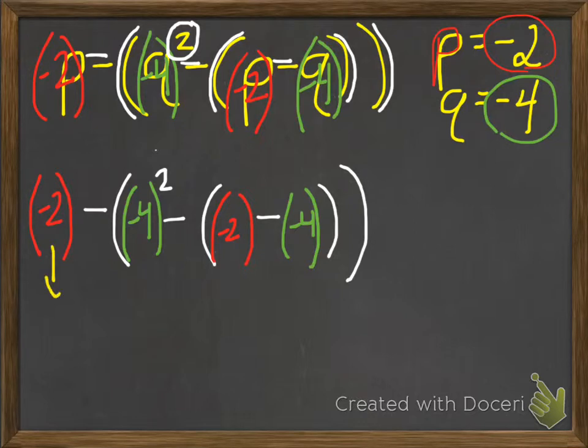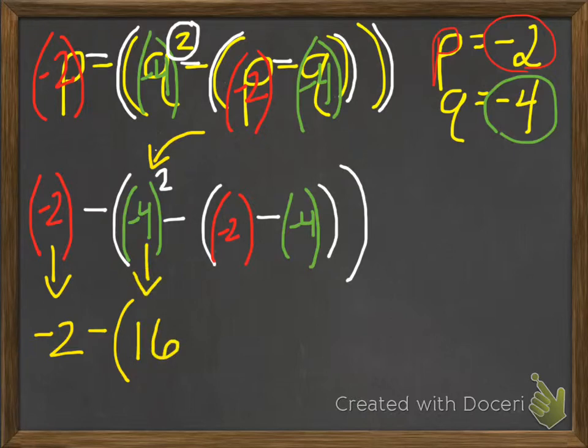So, for example, I'm going to bring my -2 down. Then I'm going to write a minus and a parenthesis. And then, look here. This is the first thing I want to take care of. I'm supposed to square a -4. That means -4 times -4. That's 16. So I'm just going to write 16 here. I'm not going to write the parenthesis with the -4 inside and the square.